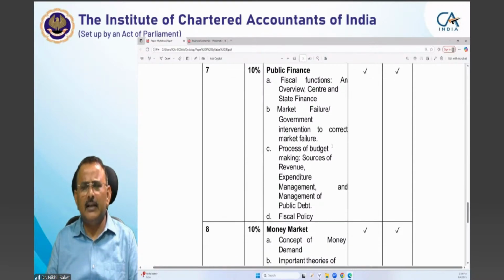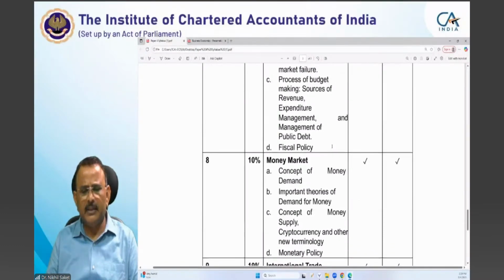Next is, again, in public finance, fiscal policy is an important concept, which has been deliberated in detail, because questions on basic understanding of fiscal policy are asked in the examination. So from that perspective, you need to be prepared. Be prepared for any type of question that comes in the examination.